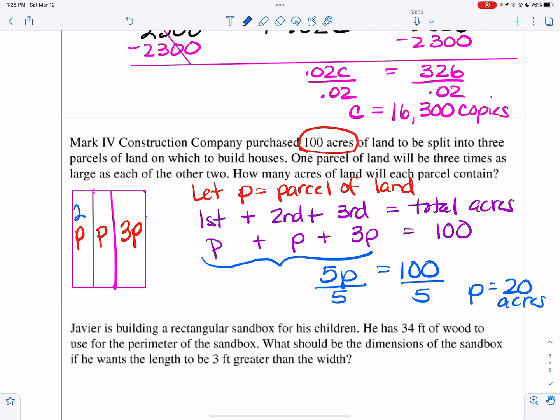So that says this size is 20 acres. This one is 20 acres. And this one is 3 times 20 acres, or 60.